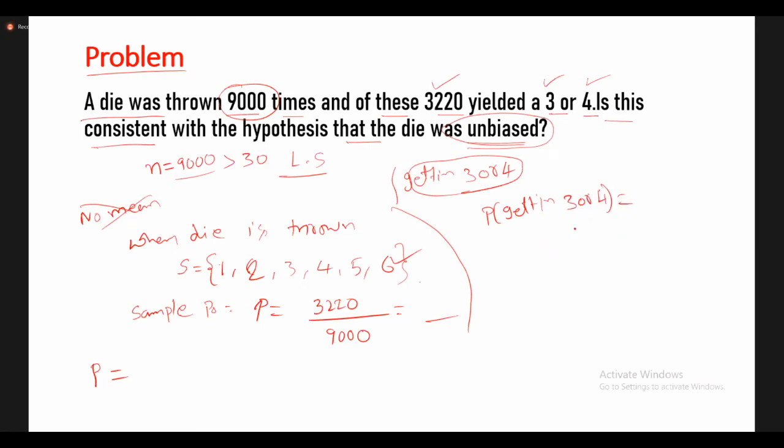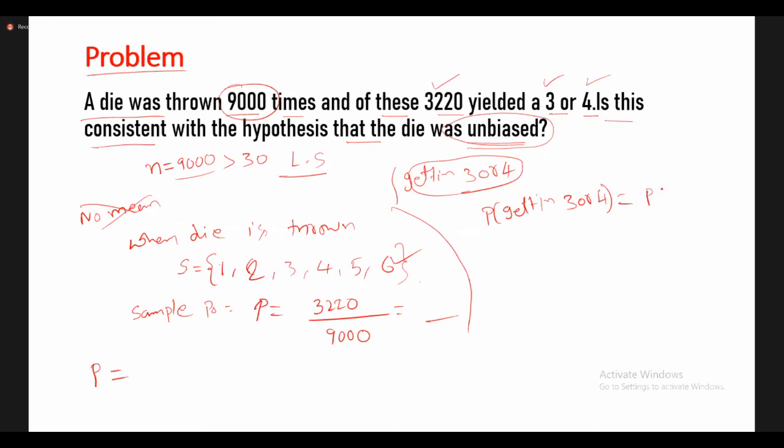Any guess? When a die is thrown, what is the probability of getting 1? 1 by 6, or not? Getting 2, 1 by 6. Getting 3, 1 by 6. Getting 4, 1 by 6. Okay. Now the question here is the probability of getting either 3 or 4.